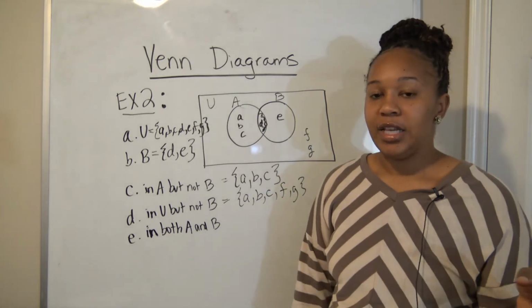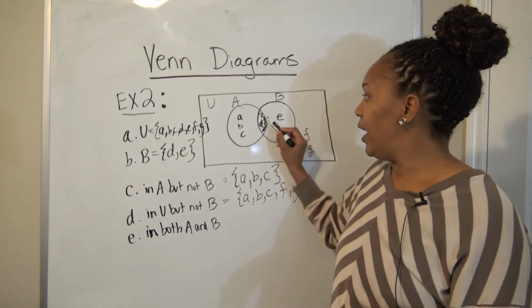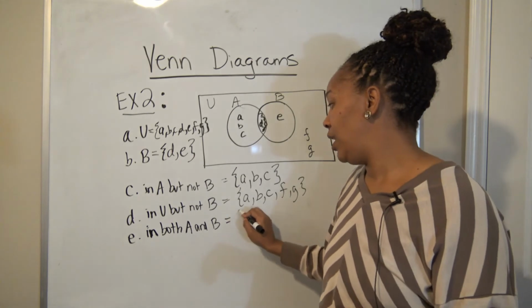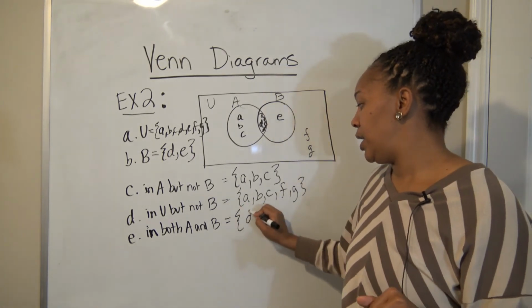And then the last thing says we want the things that are in both A and B, and that is this overlapping region right here, which is the D. So the only thing in both A and B is D.